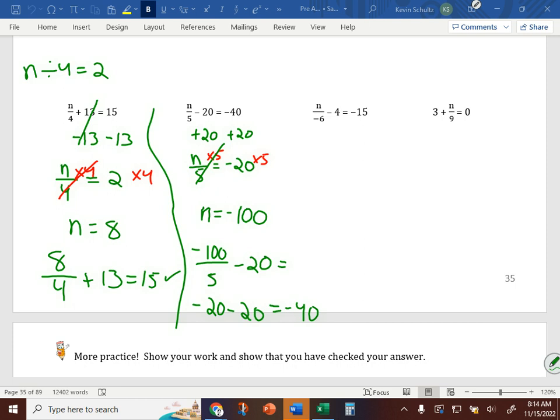All right. This next one, n divided by negative 6 minus 4 equals negative 15. Similar to our previous example, we do have that subtraction. That constant, we're going to start by adding 4. You want to get rid of that non-variable term first, that constant term. Negative 4 plus 4 equals 0. And so now we have n divided by negative 6. Careful with this addition. Negative 15 plus 4 is a negative 11. Negative 11, not negative 19. Negative 11.